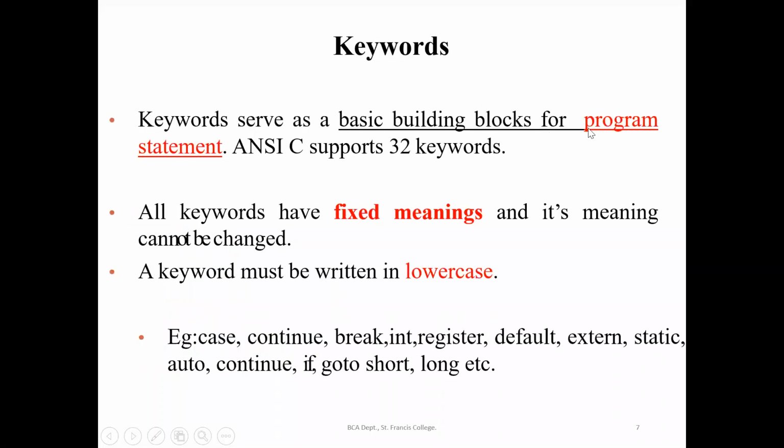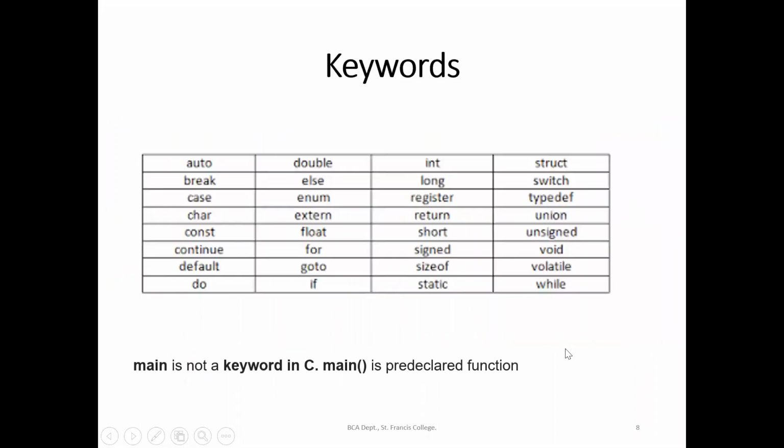In order to write a program statement, you need a keyword, and there are 32 keywords. All the keywords have fixed meaning. You cannot change the meaning of the keyword, and it should be given in lower case. So I have kept examples of those. When they ask about keywords, you can just give an example also: case, continue, break, int, register, default. All the 32 keywords I have kept in the next slide. All these are the keywords of C.